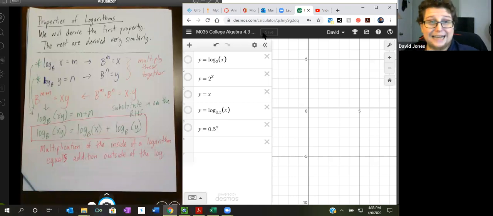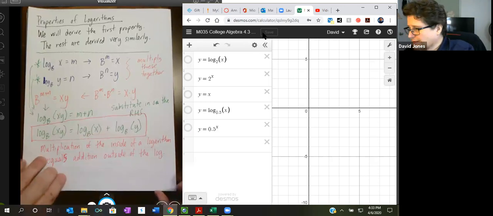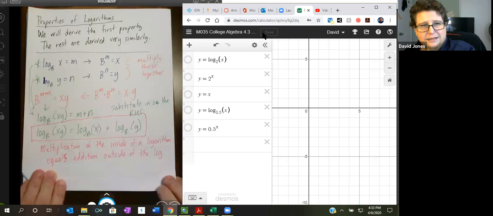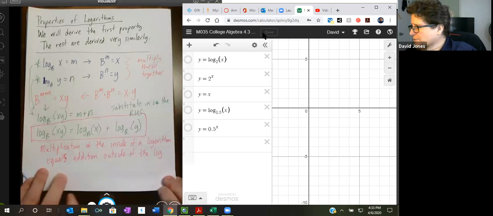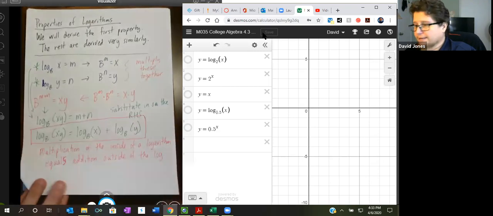I'm going to give you the table now. And they all follow suit. We could do the same thing. We could divide. So I'll pause, let you finish writing that. And let's write down our table of properties.